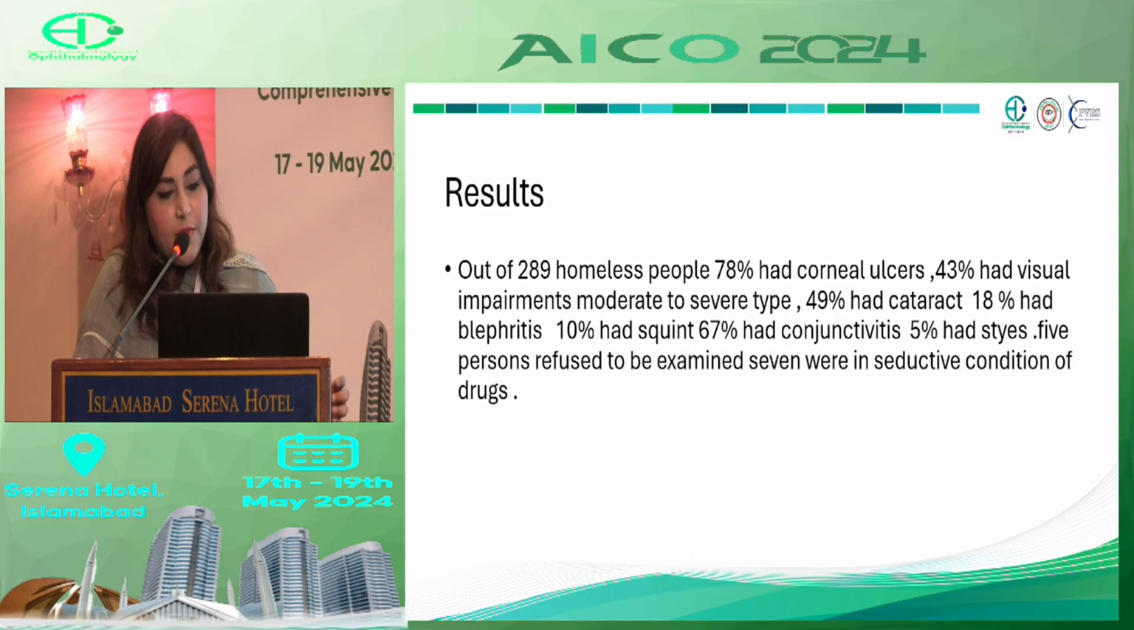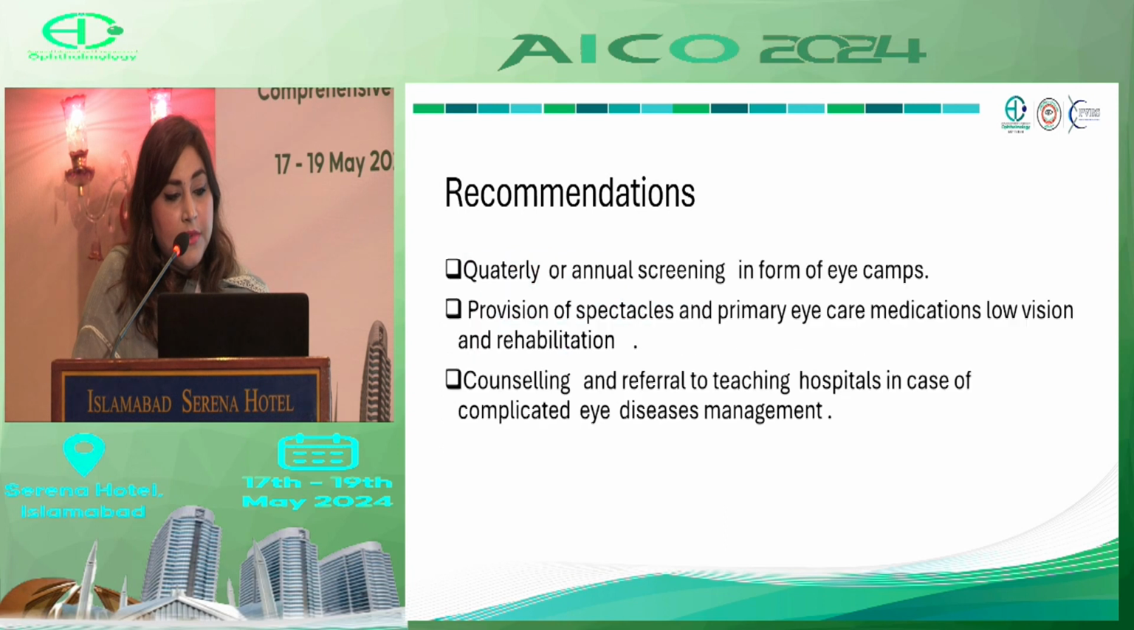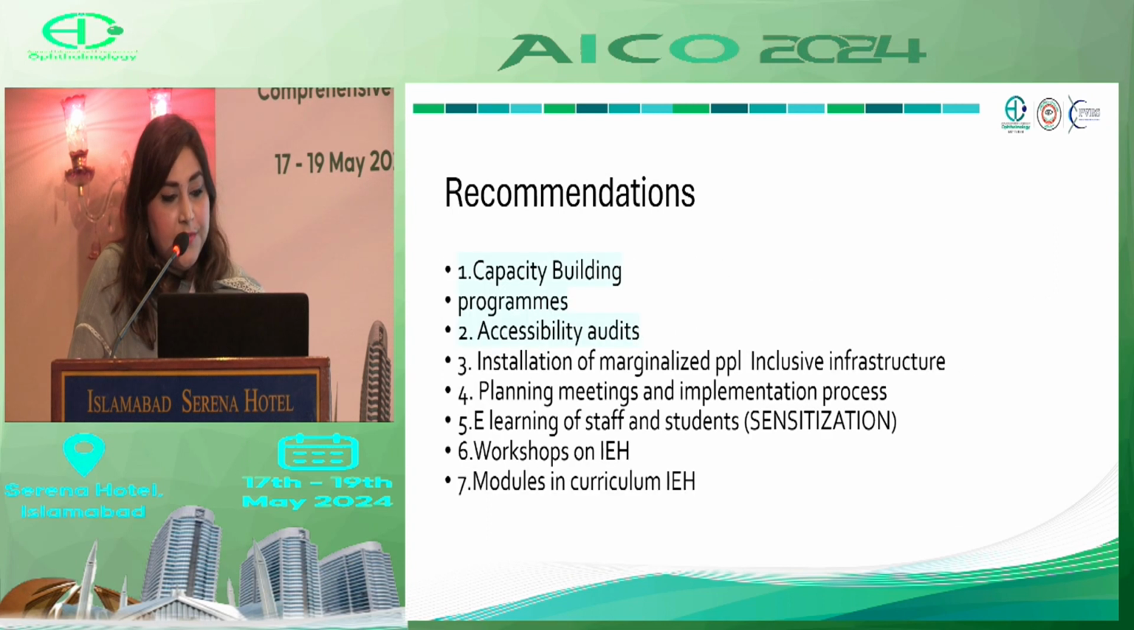Out of 289 homeless people, 78% had corneal ulcers, 43% had visual impairment, moderate to severe type, 49% had cataract, 18% had blepharitis, 10% had squint, 67% had conjunctivitis, and 5% had styes. Five persons refused to be examined, and seven were in a sedative condition from drugs. So the recommendations and the message from my study: quarterly or annual screening in the form of eye camps, provision of spectacles, and low vision rehabilitation.